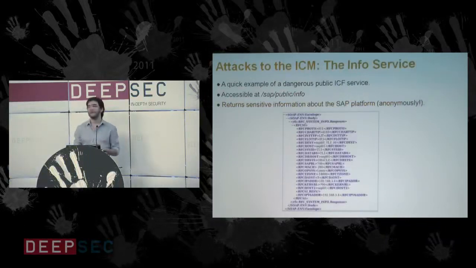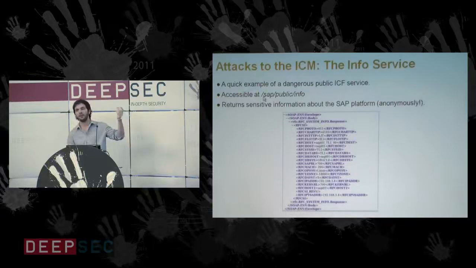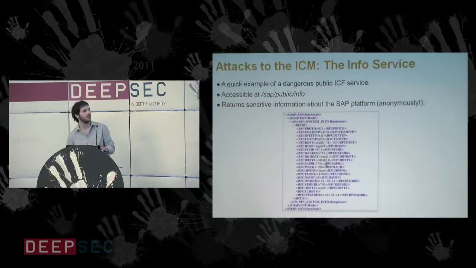Anyway, for instance, here we have a public service that is installed by default. It's called the info service. This is the URL where it is published: ip:port/sap/public/info. Without authentication, this service will give you an XML, or actually a SOAP response, where you can see the system ID, where the database host is, which database engine it's using, the SAP release, the operating system that is being used, and internal IP addresses. So very useful information for an attacker at an advanced stage.